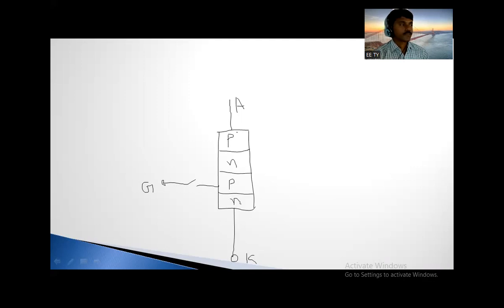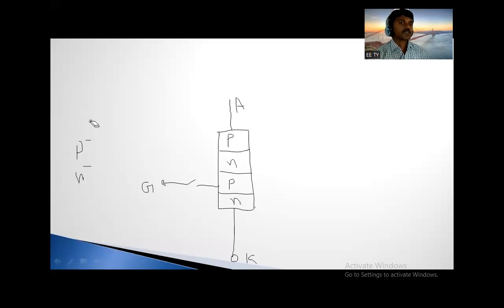These layers have different doping levels. They are represented by a plus, like P plus and N plus, and P minus, N minus. Heavily doped material is represented by P plus and N plus. Lightly doped material is represented by P minus and N minus. Like this.